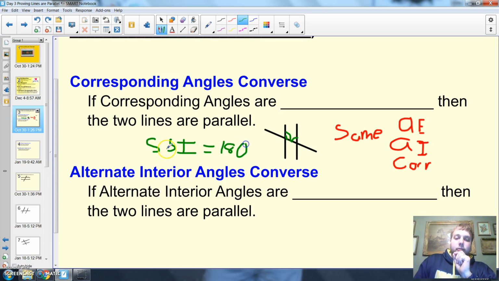Now here's a good thought. An S kind of looks like an 8, if you want to think of it that way. So you've got to remember this: alternate exterior, alternate interior, and corresponding angles are always going to be the same. However, same side interior angles have to equal 180. Now, there's one little caveat. These lines have to be parallel for that to work.